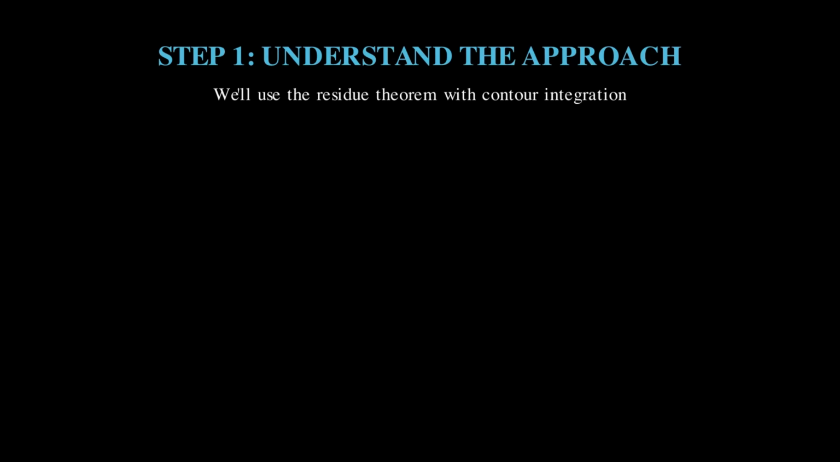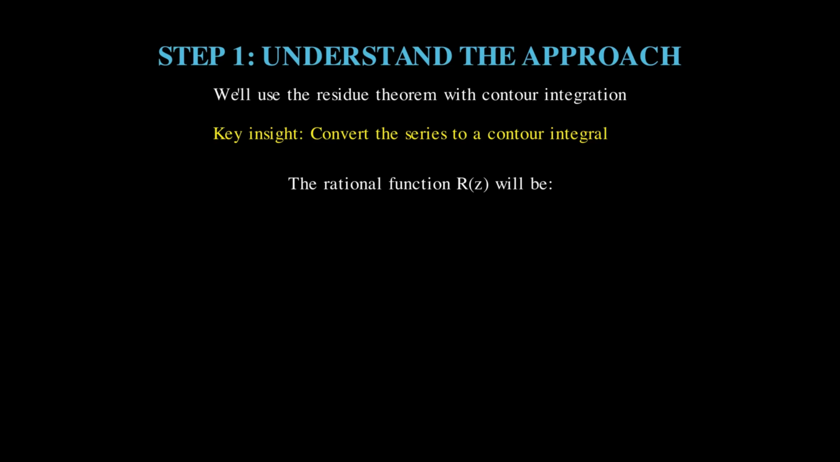Step 1. Understanding the approach, the residue theorem. The residue theorem tells us that if we integrate a function around a closed contour, the result equals 2 pi i times the sum of all residues inside that contour. Our rational function r of z has the same form as our series terms, and cotangent of pi z has a very special property. It has simple poles at every integer.